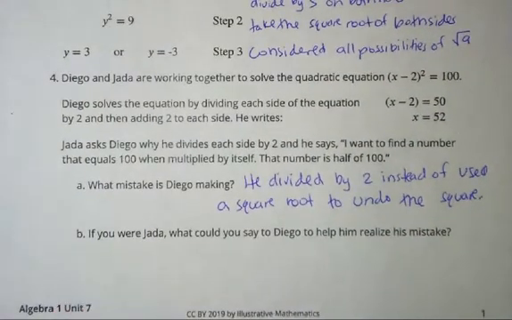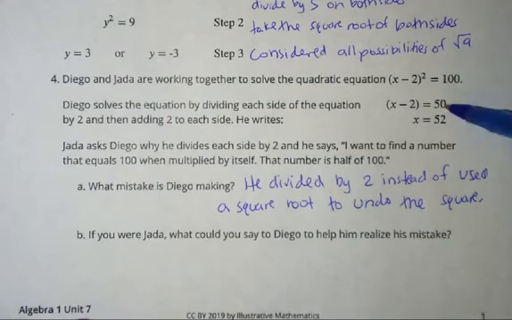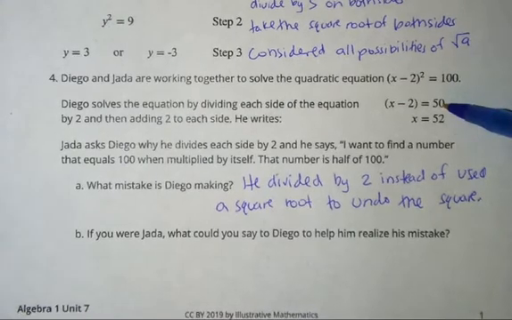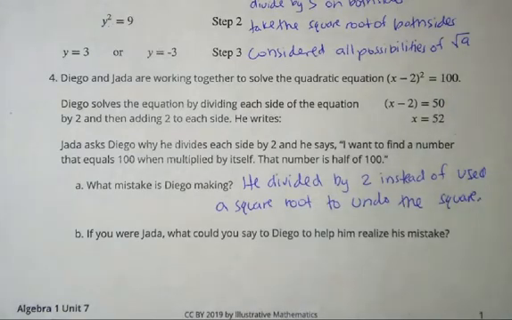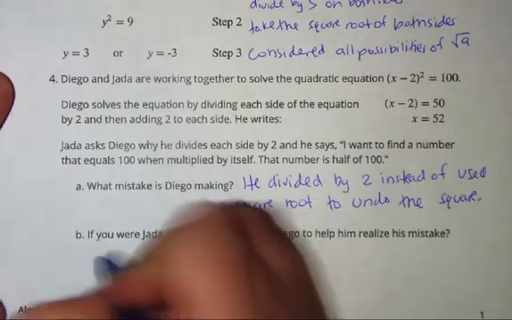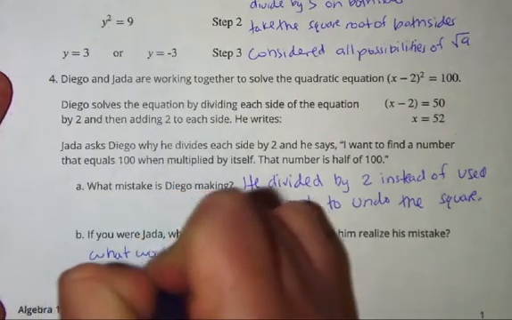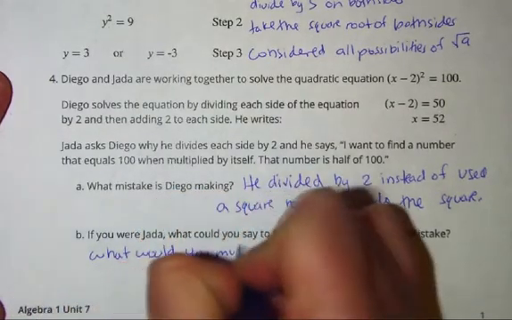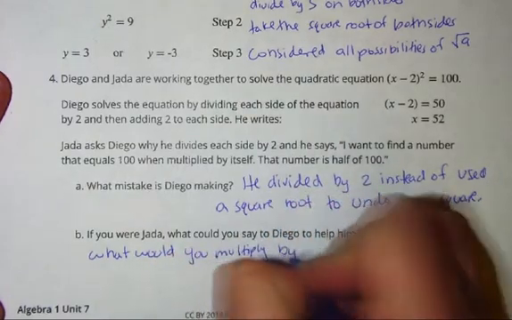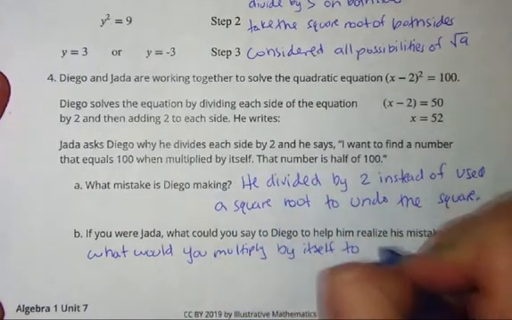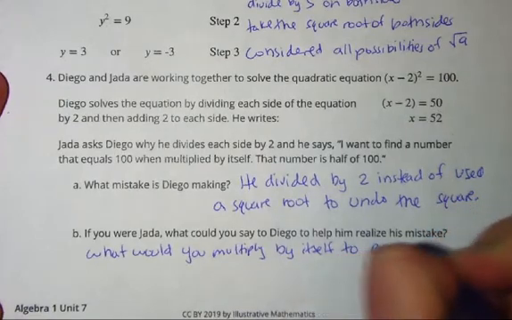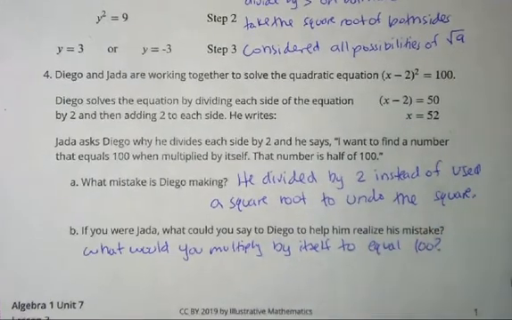If you were Jada, what could you say to Diego to make him realize his mistake? I would ask him, well, when you take 50 times 50, does it equal 100? And hopefully right there he says, no, it doesn't. So what would you multiply by itself to equal 100? And hopefully he'd be like, oh, 10 times 10. The square root of 100 is actually 10.